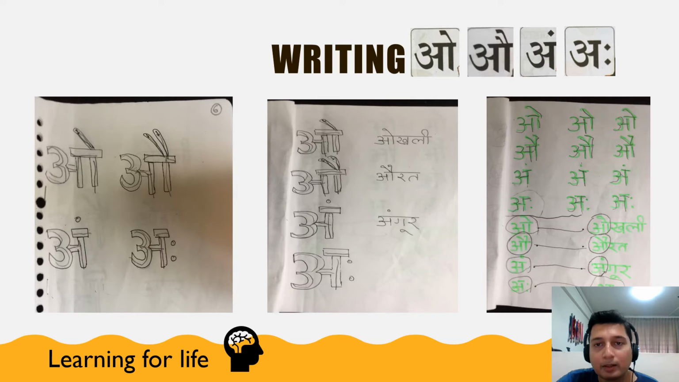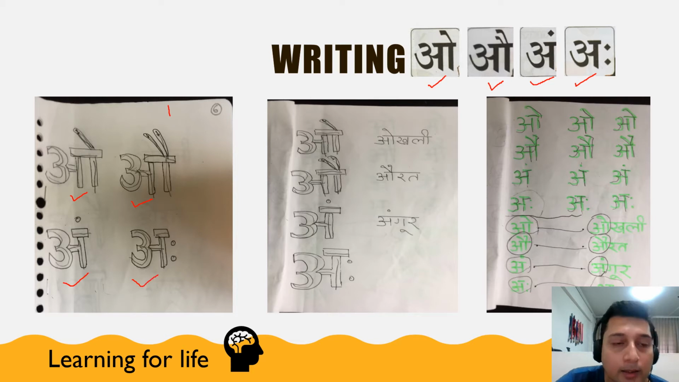Okay, we are doing the writing portion for O, Au, Ang, and Ah. In this particular worksheet, I have 5 papers. This is the first paper where you can see I have 4 letters today: O, Au, Ang, and Ah. The reason why I had 4 is because by now my child has already had a good understanding of how the alphabets look, and the base for all the 4 alphabets here is the same, so once they know how to trace and write properly it's quite easy for them.